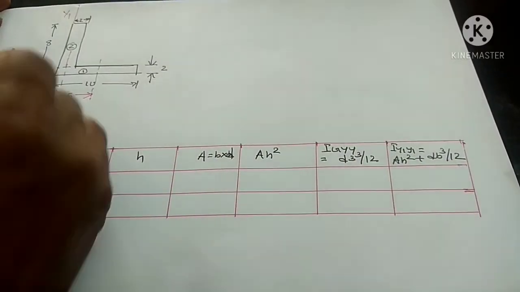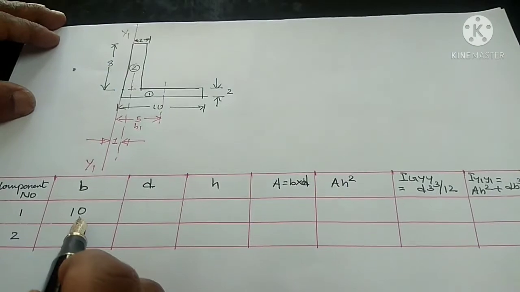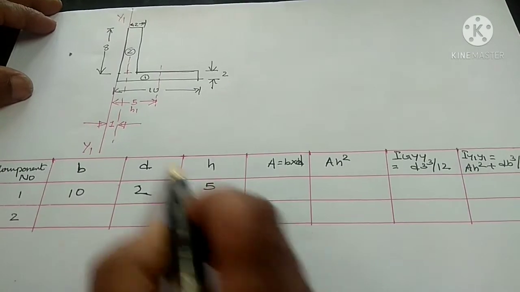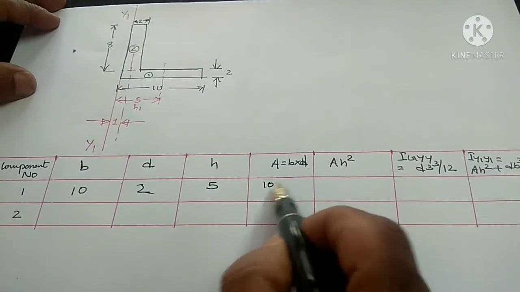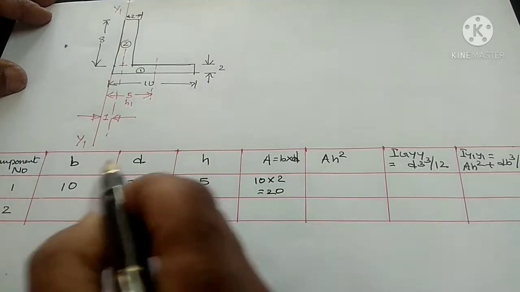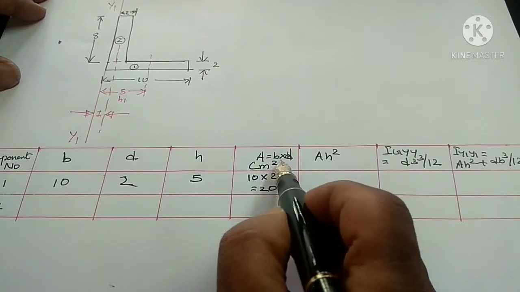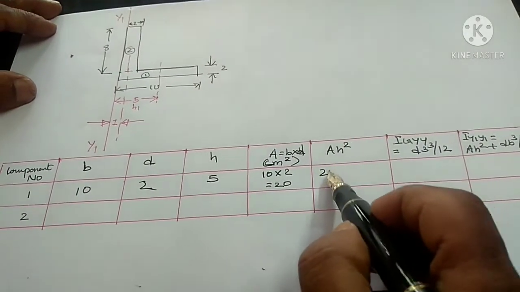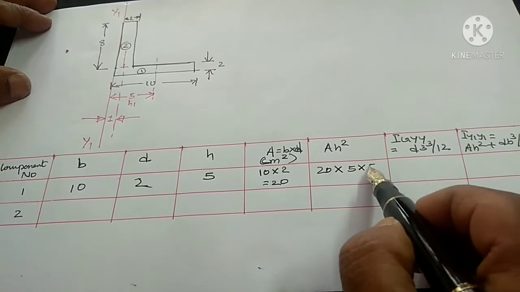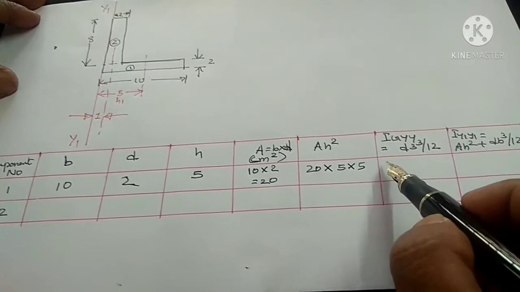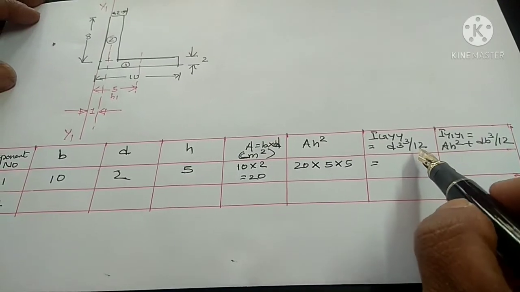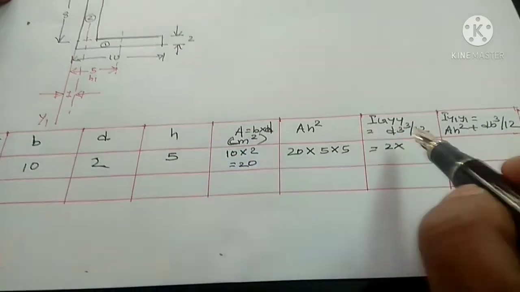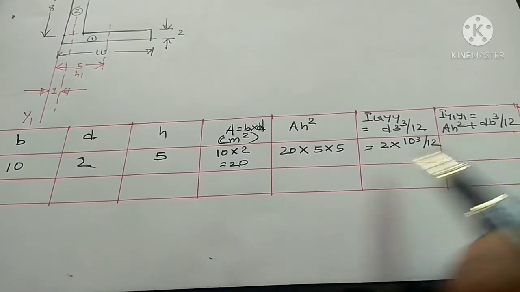Now you please listen. So for the first component, B is 10 and D is 2, and regarding H it is 5, and regarding area, that is 10 into 2, that is 20, and this is centimeter square. And regarding this one, we have 20 into 5 into 5. And regarding this one, DB cube by 12. What is D? That is 2. That is 2 into B cube, 10 cube divided by 12.